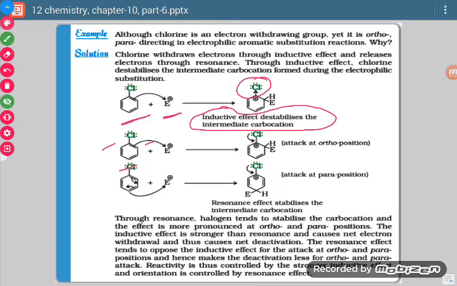So what is the ultimate effect? Due to the resonance effect, the ortho and para positions do not feel much of the inductive effect. So the overall thing is that the electrophile gets attached at the ortho and para positions because the resonance effect is more at these positions, and the inductive effect plays less of a role at these positions. So that is why there is formation of ortho and para products in this case.